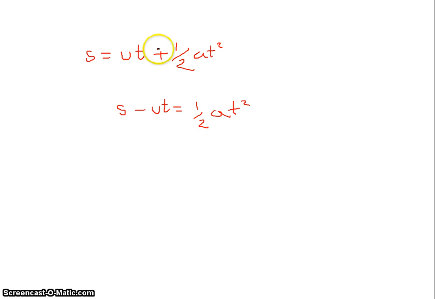That's important to recognise, because it's a plus, and the opposite of plus is take away. So to go from there to there, I've had to do the opposite. Now here, when it's divided by 2, you can imagine that as being at squared divided by 2. So I want to get rid of the divide by 2, so I times by 2. It's 2 times all of this, so I'm going to put it in brackets to make it a bit easier. 2(s minus ut) is equal to at squared. And then obviously I've got to get rid of acceleration, so I divide by acceleration, which will get rid of that.